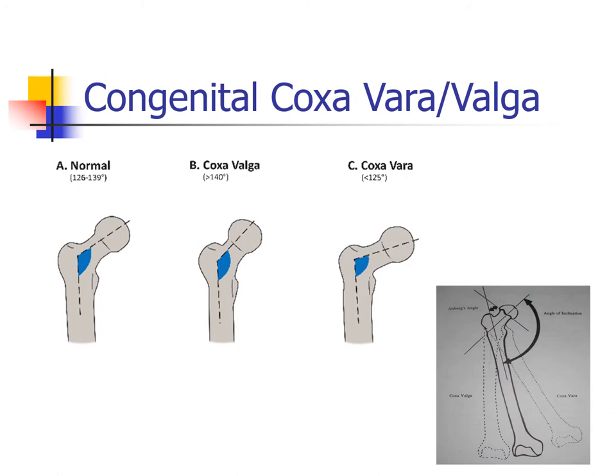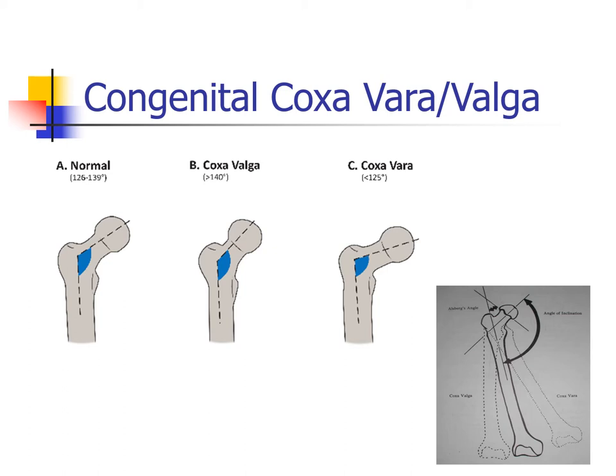Let's take a moment and discuss congenital coxa vara, coxa valga. And this relates to the angle of inclination at the proximal femur, specifically the angle between the femoral neck and the femoral shaft. And when we look at coxa valga, we look at that angle of inclination as being increased beyond what we would normally expect. And then coxa vara, that angle of inclination is going to be decreased.